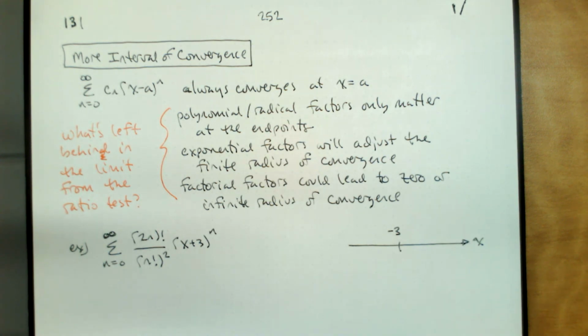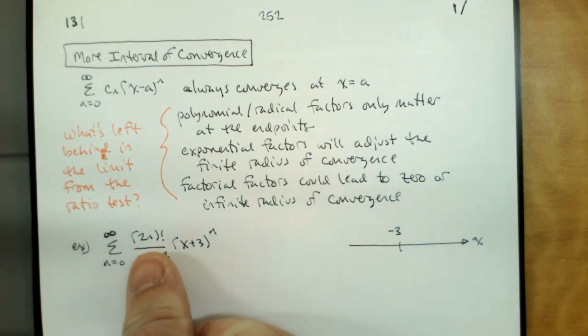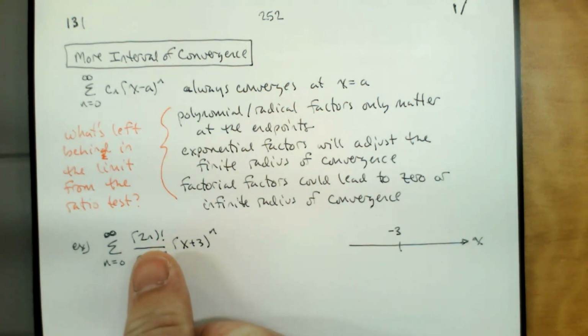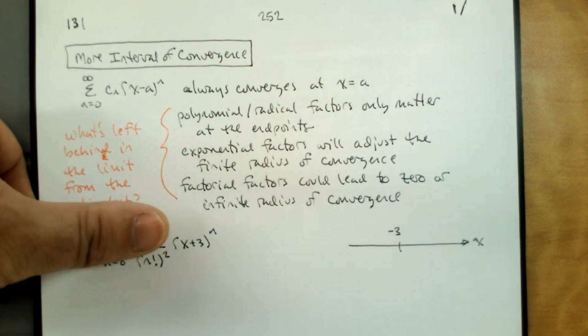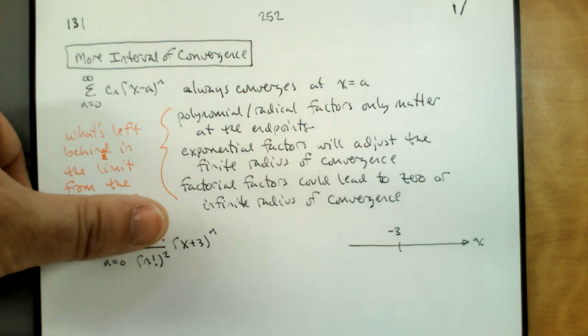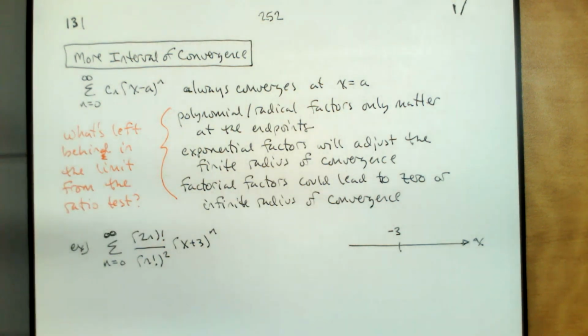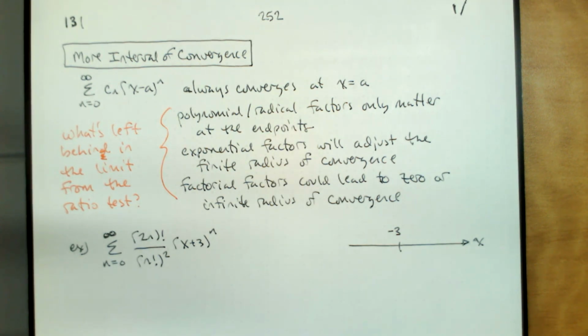There are factorials. Factorials could lead to a 0 or an infinite radius of convergence because these factorials will leave behind n's in our limit from the ratio test. If all I had was the 2n factorial on the top, then this would be simple. The terms don't go to zero. The power series only converges when x is equal to -3. If all I had was this n factorial squared on the bottom, then it would be simple. The power series would converge for all x, because the limit from the ratio test will have a 1 over n squared, n plus 1 squared in the denominator. And that limit will go to 0 regardless of the value of x.